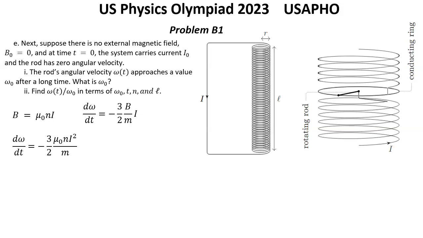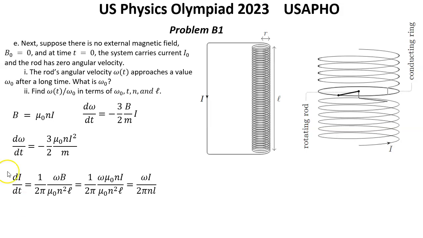On the other hand, we had delta I over delta t equal to 1 over 2 pi omega B squared L. Now, using this expression for B, we get that delta I over delta t equals omega I divided by 2 pi L. Because omega is always negative, delta I over delta t is negative and the current is always decreasing. Because we are not losing any energy, we have energy conservation.